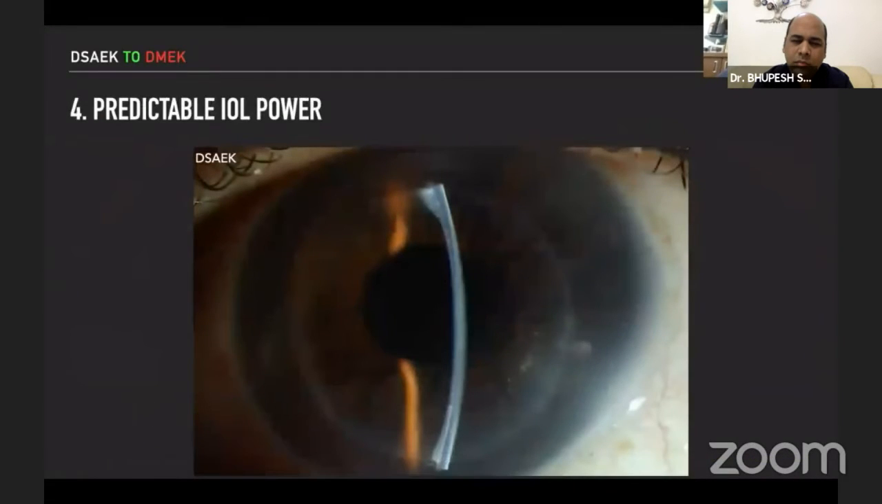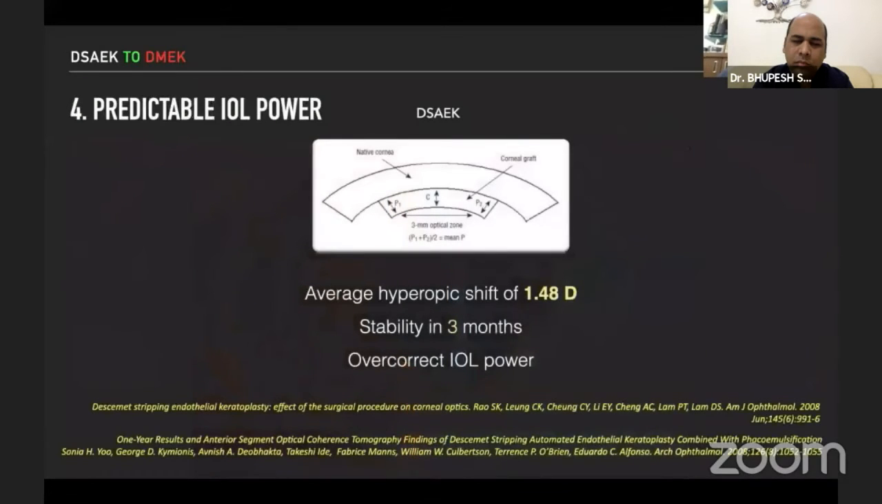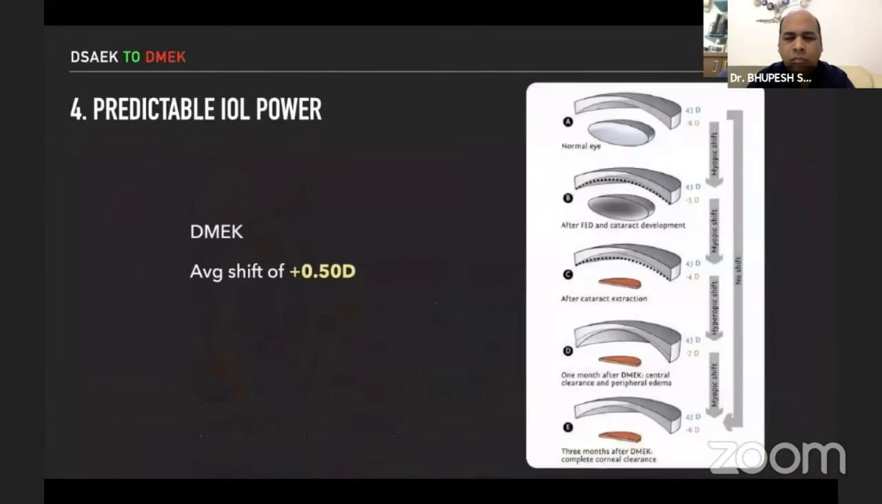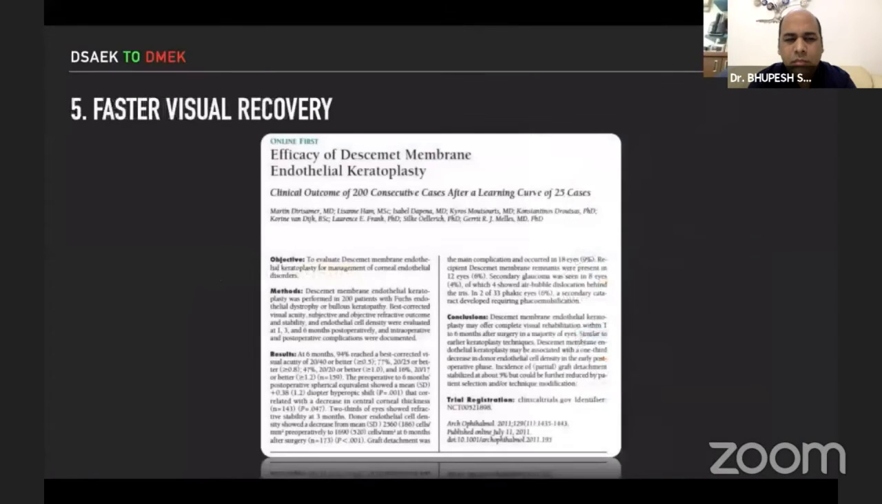IOL power calculation is usually not as predictable after DSEK surgery, where there is an average shift of 1.5 diopters towards the hyperopic side after DSEK, which tends to come down with time, and so there is a shift in IOL power. Now, if you compare that with DMEK, the average shift is only about 0.5 diopters, and you have a very early stable IOL power and refractive error in patients after DMEK surgery as well.